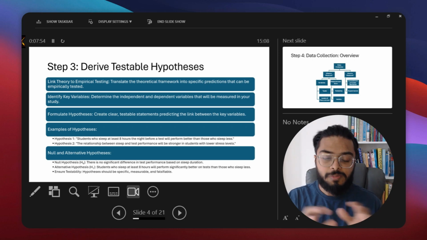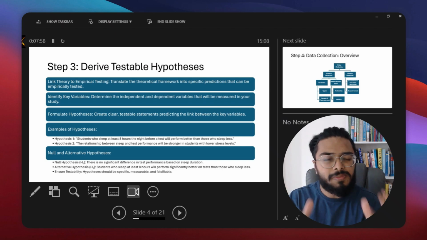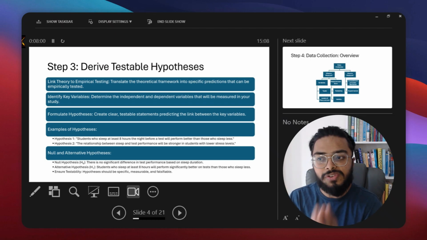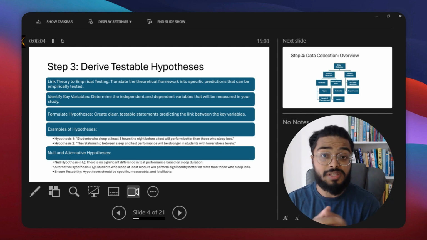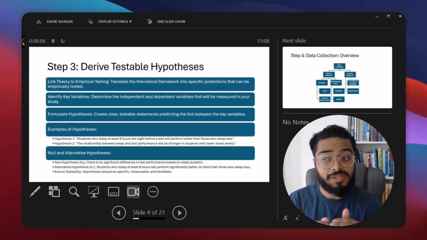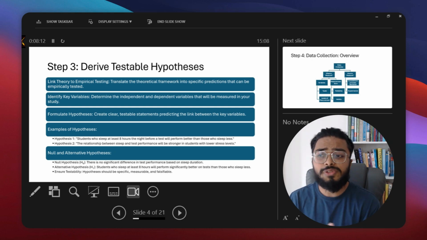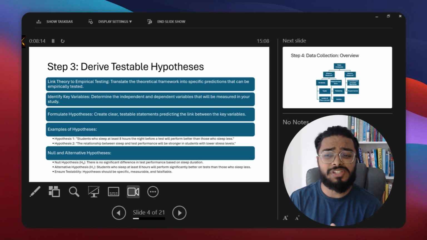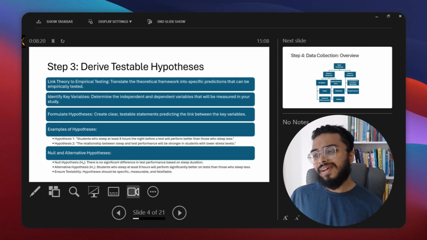What we are doing is that we have created this entire theory about something, some kind of explanation, and we are creating these clear testable statements that predict the link between the key variables. Okay, a few examples of hypothesis would somewhat be like students who sleep at least 8 hours the night before a test will perform better than those who sleep less.